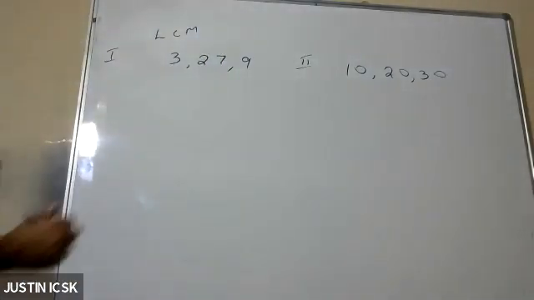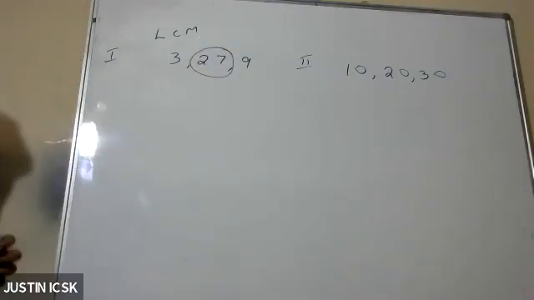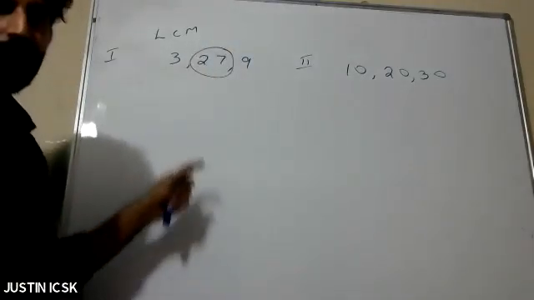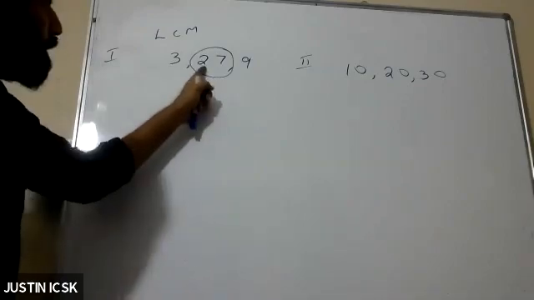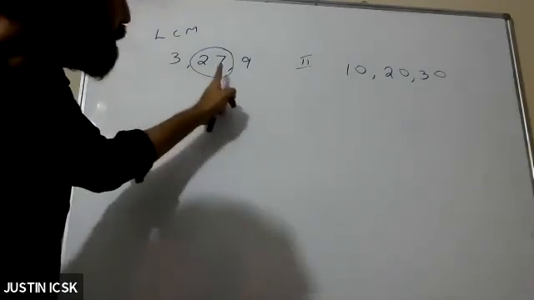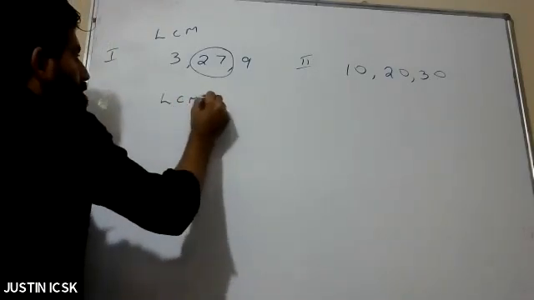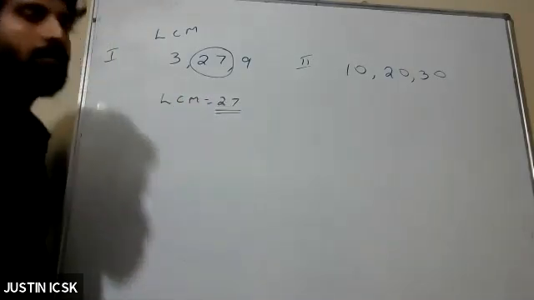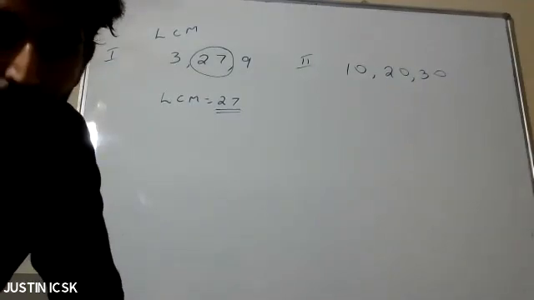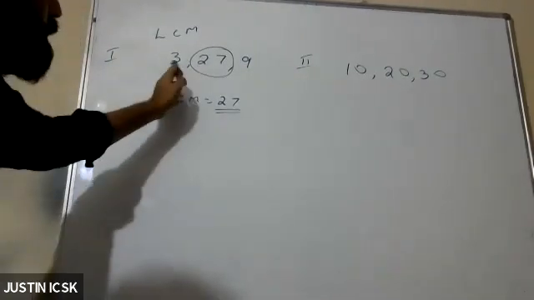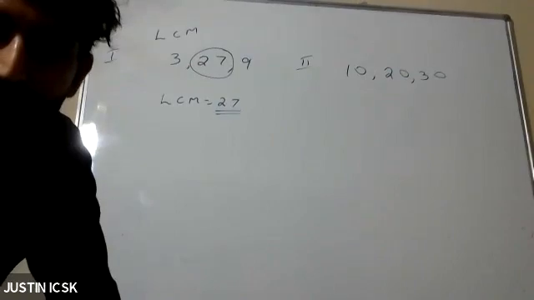So, we take the biggest number. Biggest is 27. Mentally we will calculate: 27 by 3 possible, 27 by 9 possible. So LCM is 27.